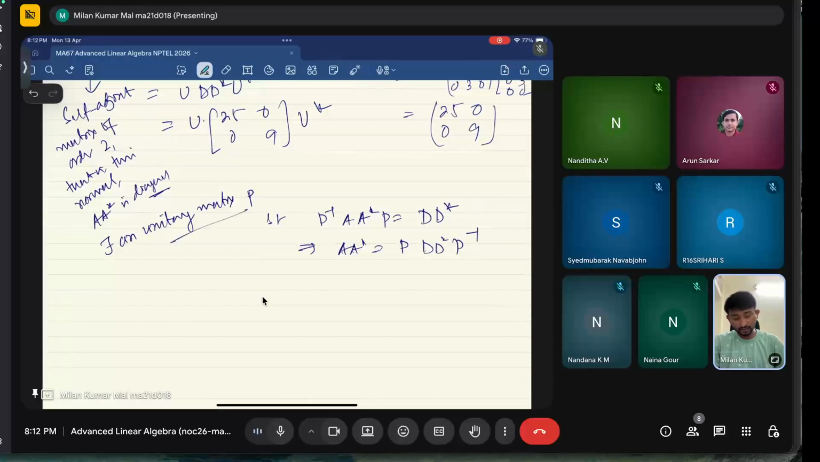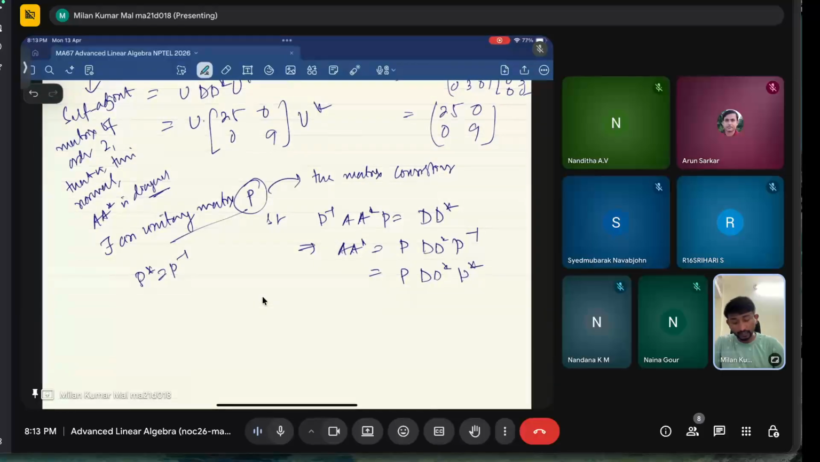But P is a unitary matrix, so P star is equal to P inverse. So this is going to be P D star P star. Moreover, if you remember the initial diagonalization, whenever we are not in an inner product space, what was the matrix P there? P is the matrix consisting of eigenvectors. So it is diagonalizable. Right now our target is not A, our target is A star. Now A star is diagonalizable.